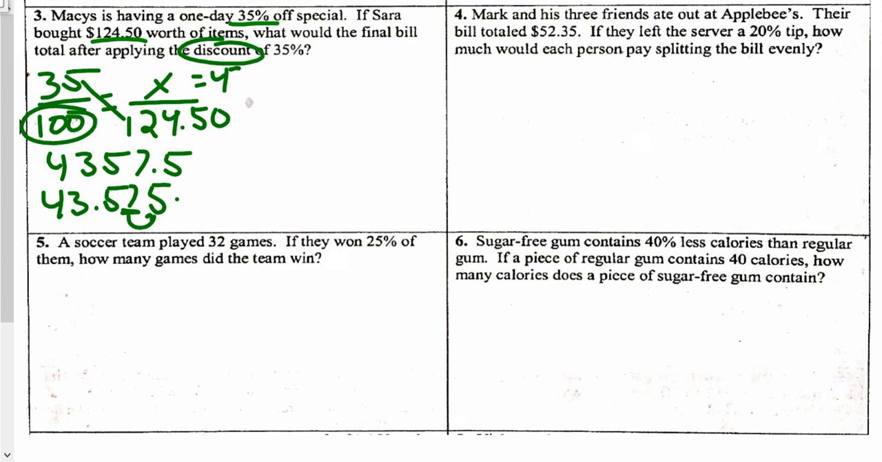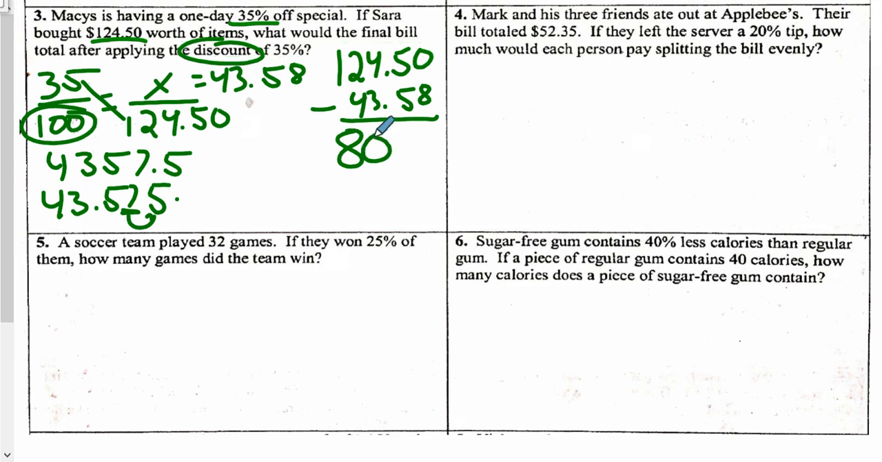So this is saying my discount was $43.58. So then I have to take that from my original amount of $124.50, minus my new price of $43.58. All right, so $124.50 minus $43.58 gives a grand total of $80.92, which would be our new bill after our discount.